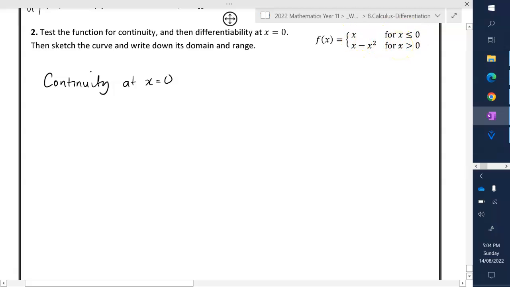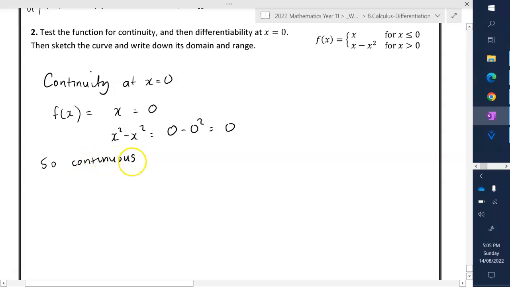Okay, so at x equals 0, f of x equals, for x, it's 0, and for x minus x squared, we get 0 minus 0 squared, which is 0. And I probably should put equal signs in there, not my arrows, because we're not doing limits or anything like that. Okay, so at x equals 0, the function has the same value. It's going to be 0, so it's continuous. There's no break in that function there.